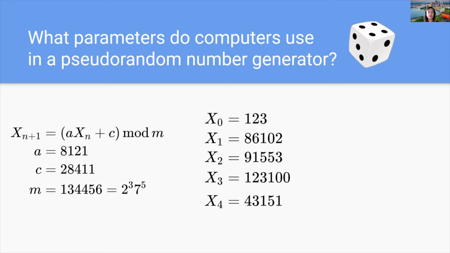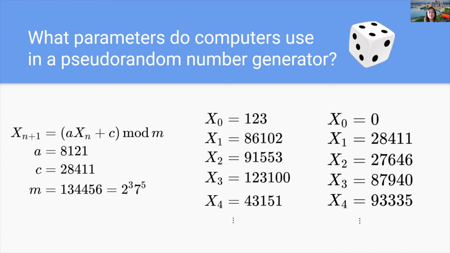But if we start with a different initial seed, we will get a different sequence. So if x0 equals 0, we have x1 equals 28,411, x2 equals 27,646, and we can continue with x3 and x4 and so on. And so we have with different seeds but the same parameters, we will get different sequences.